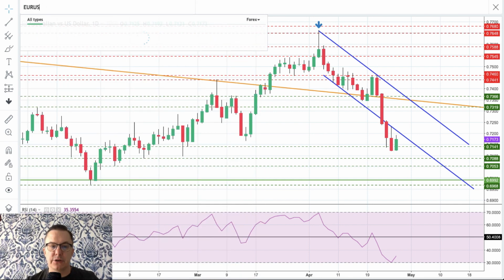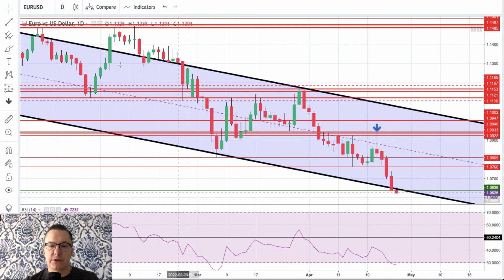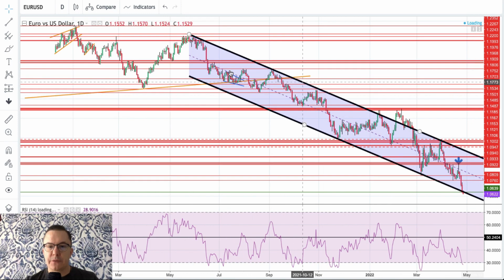What is going on with the euro dollar? Let's take a look. The euro dollar is going lower. The euro dollar is going way lower than we originally thought. We are still trading inside of this downsloping channel.